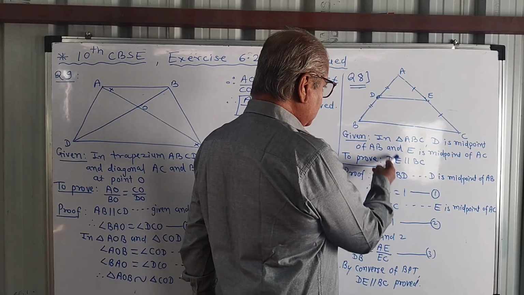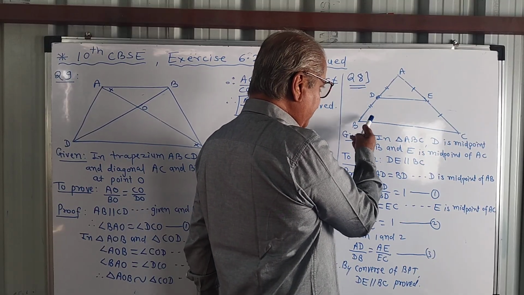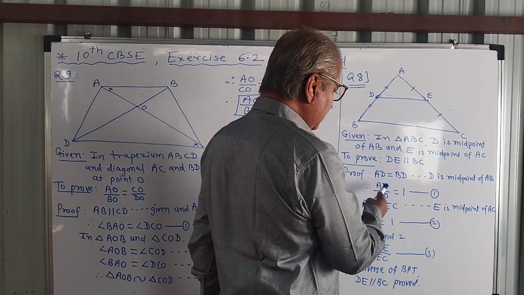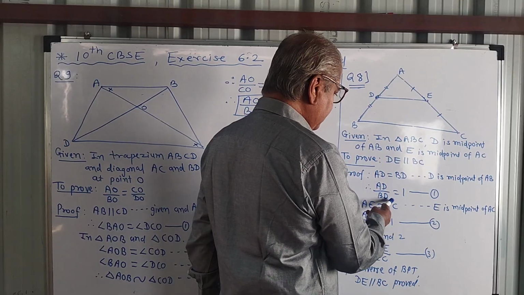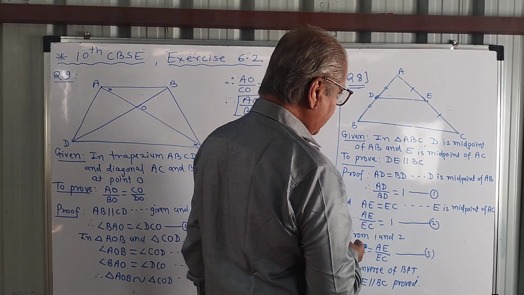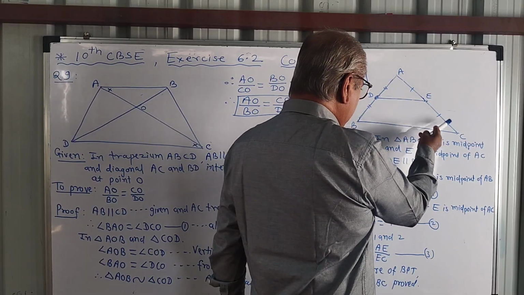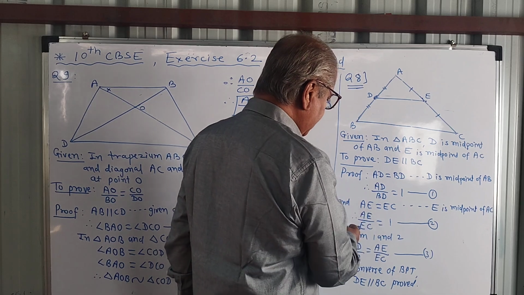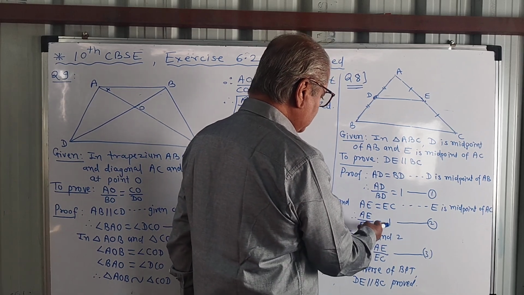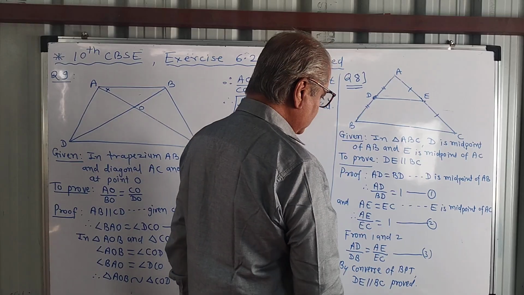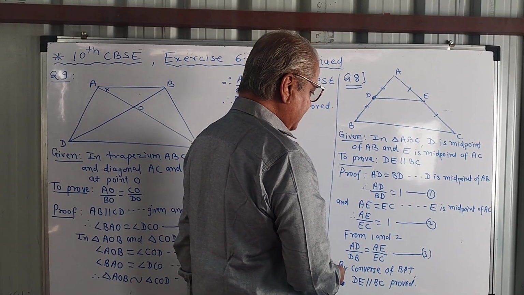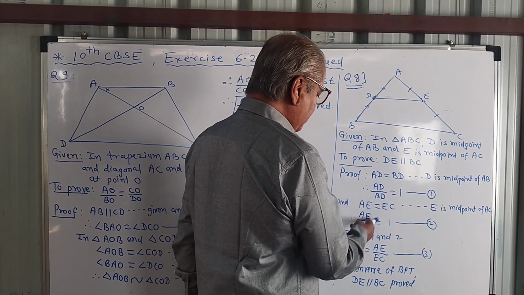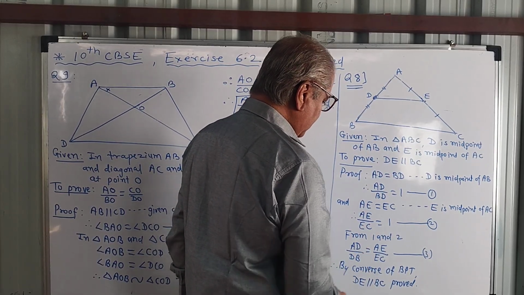So AD is equal to BD. As D is the midpoint of AB, AD must be equal to BD. Now AD upon BD is equal to 1. So statement number 1. Similarly here E is also the midpoint of AC, that means AE is equal to EC. AE upon EC is equal to 1. Number 2. From statements number 1 and 2 we can clearly see that the RHS is 1, RHS is 1, therefore AD upon BD has to be equal to AE upon EC.